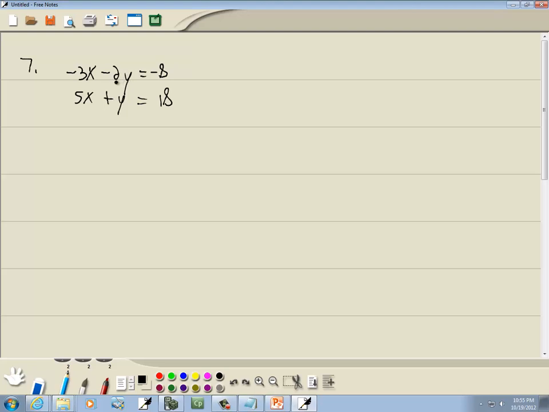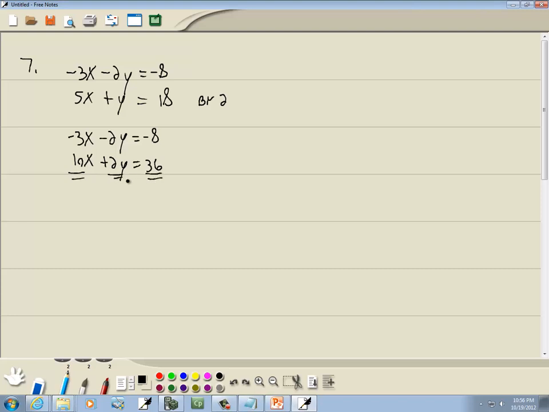Well, take a look at our y's. Here we have negative 2y. If this was a positive 2y here, then they would cancel each other out. So I need a 2 here, so I'm going to multiply the second equation by 2. First equation remains as is. Now multiply the 5x times 2, that gives us 10x. The y times 2, that gives us a positive 2y, and the 18 times 2, which gives us 36.